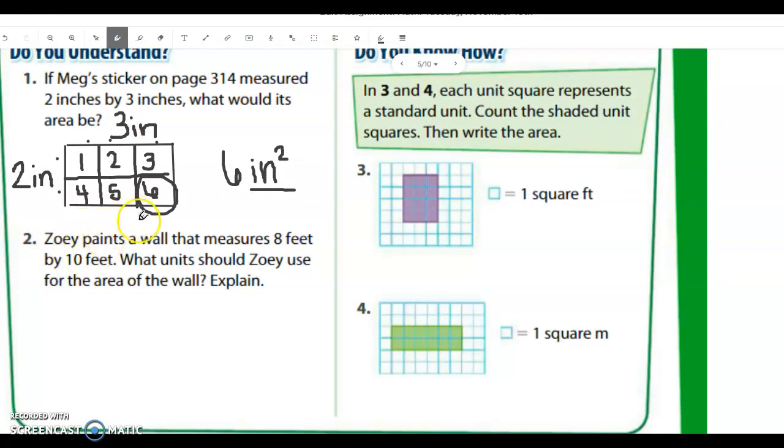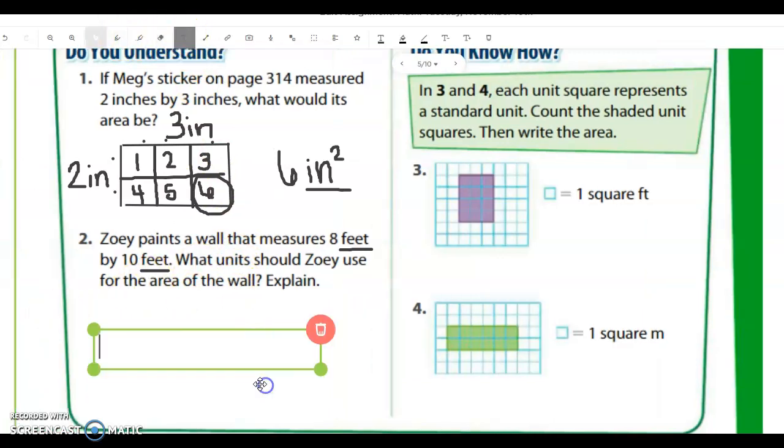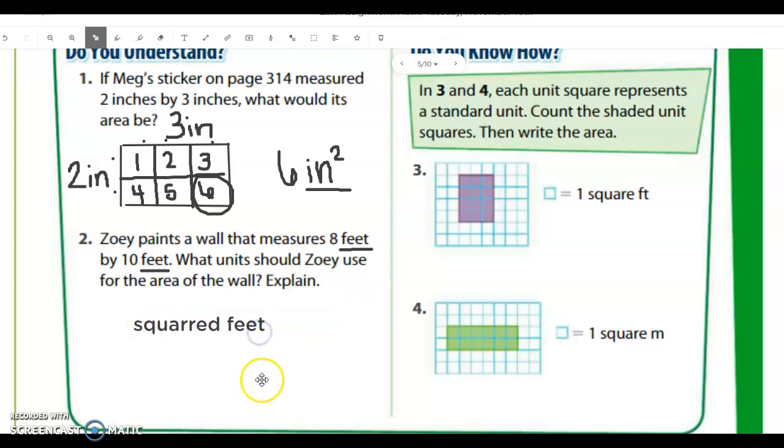Number 2, Zoe paints a wall that measures 8 feet by 10 feet. Notice how they both have these same units, feet. What units should Zoe use for the area of the wall? To find the area, they need to find the feet squared. Actually, I'm going to say that the other way. Squared feet. I'll type that out. Squared feet. Make sure that yours is typed out as well.